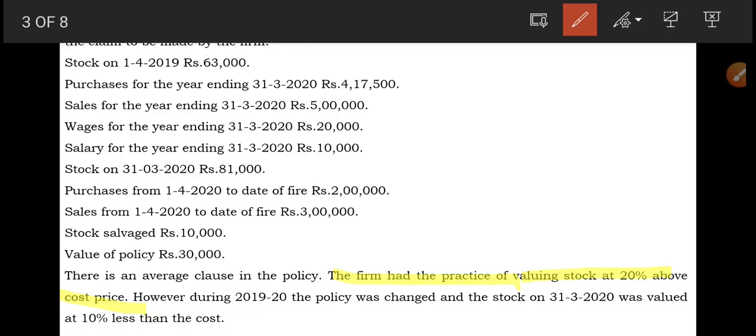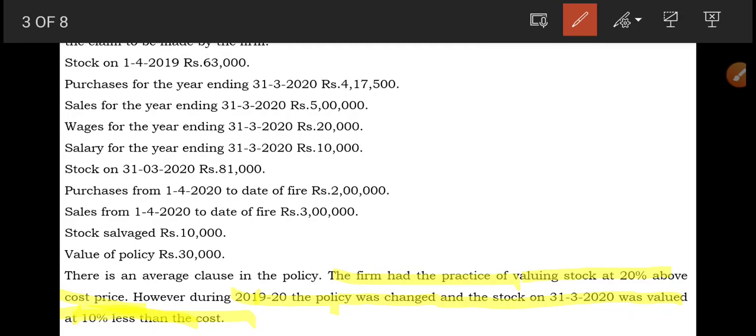Got it? Yes. And next, however, during 2019-20 the policy was changed and the stock on 31st 3 2020 was valued at 10% less than cost. Firstly they were valuing their stock at 20% above cost, but now suddenly they changed that policy, and the stock on 31st 3 2020 was valued at 10% less than cost. So less than cost in the sense you should deduct from 100. That is 100 divided by 90.